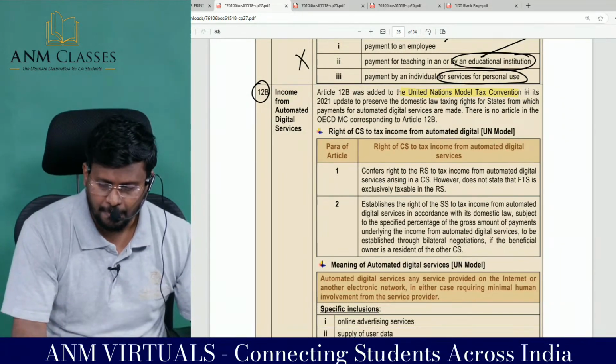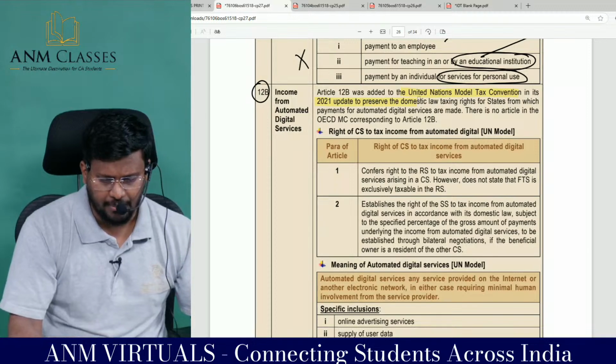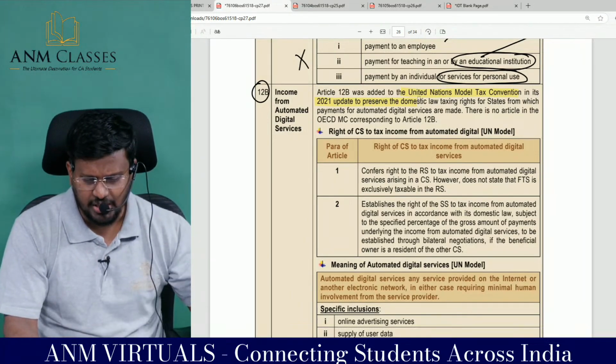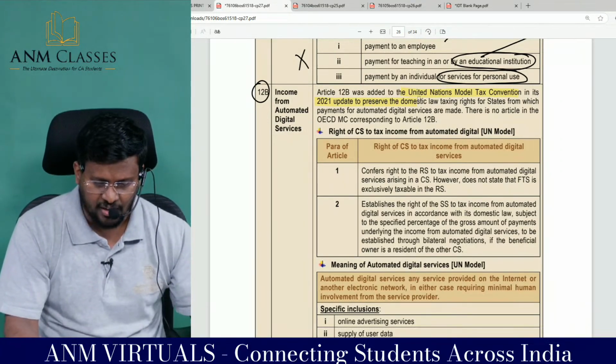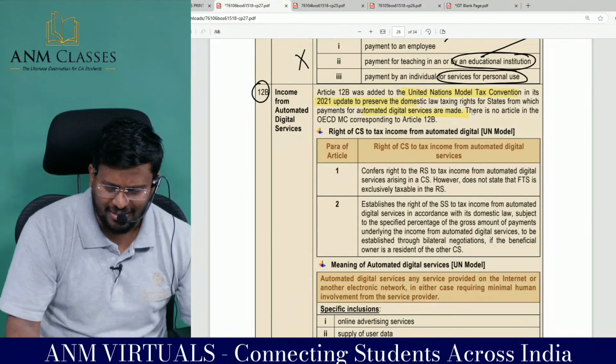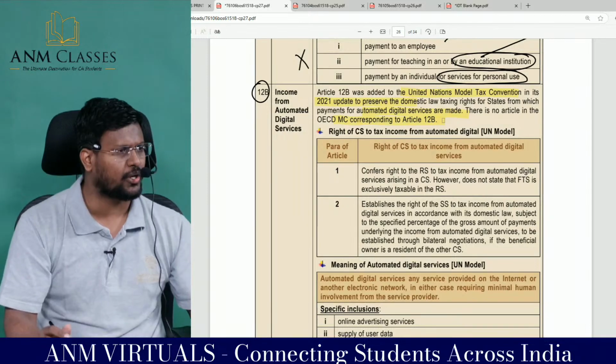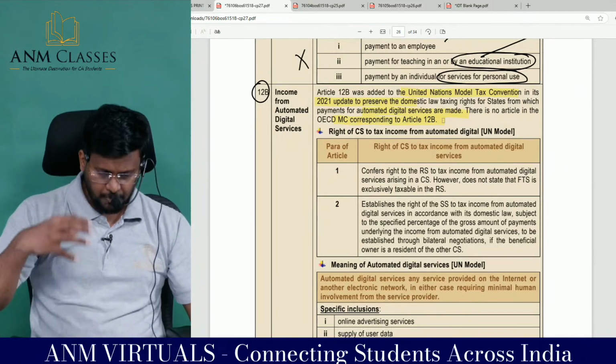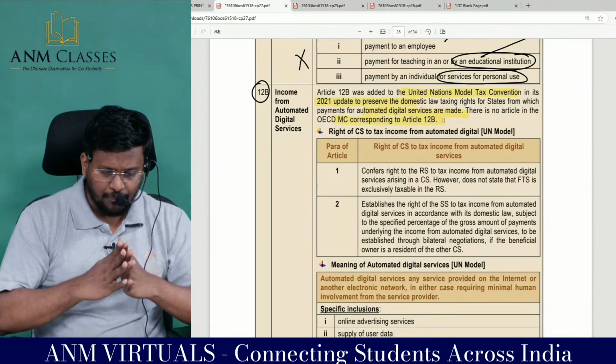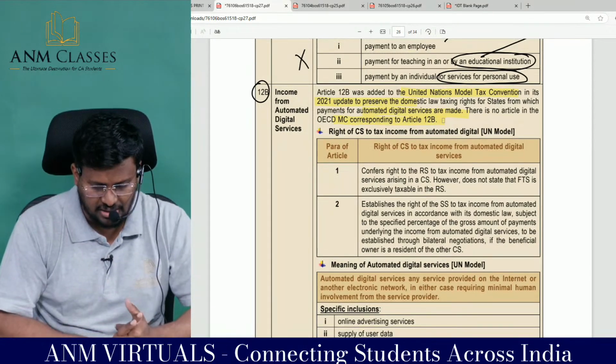It is not there in its 2021 update to preserve the domestic law taxing right for the state from which the payment for automated digital services are made. There is no such article in the OECD model corresponding to Article 12B. So, a specific article they brought in for income from automated digital services.